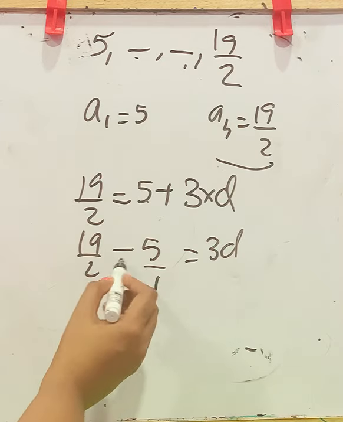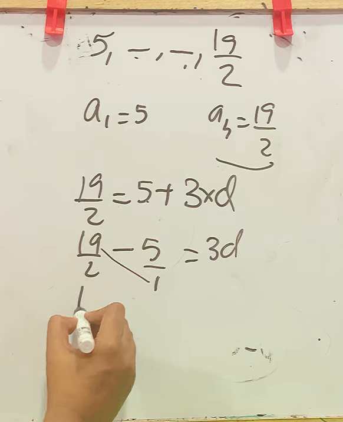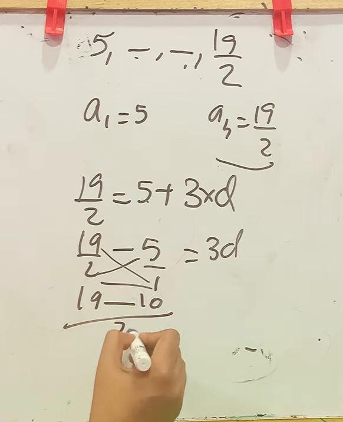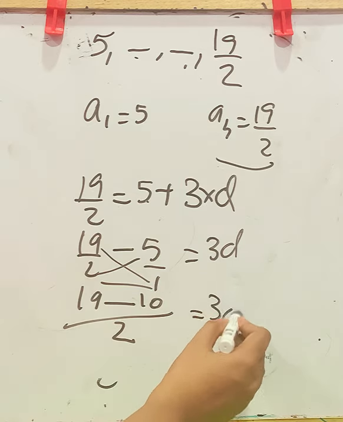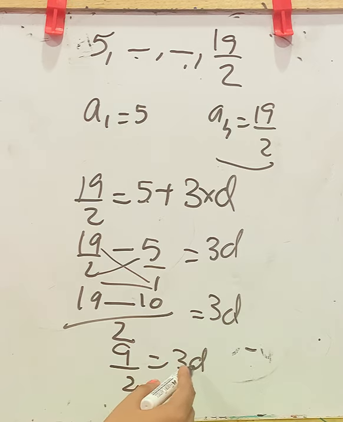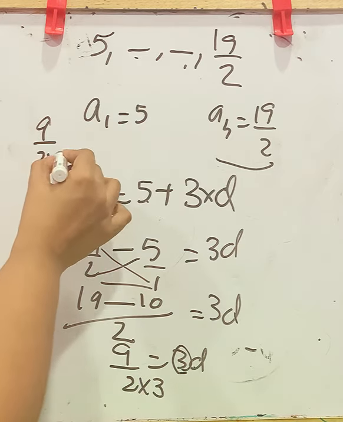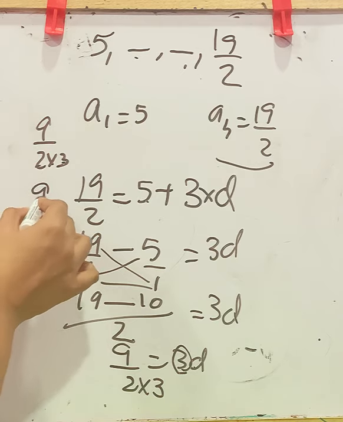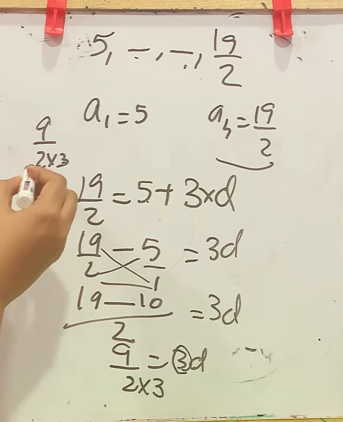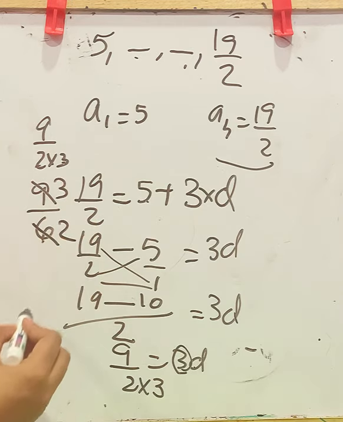This is actually 5 by 1. Now cross multiply. 19 ones are 19. Minus 5 twos are 10. Whole division 2 ones are 2. 19 minus 10 is 9 by 2 equal to 3d. Now we have to find the value of d. So take this 3 to the side. It goes to denominator. 9 by 2 into 3. 2 threes are 6. So 9 by 6. In 9 and 6 we have 3 as the common factor. So 3 threes are 9, 3 twos are 6. 3 by 2. d equal to 3 by 2.